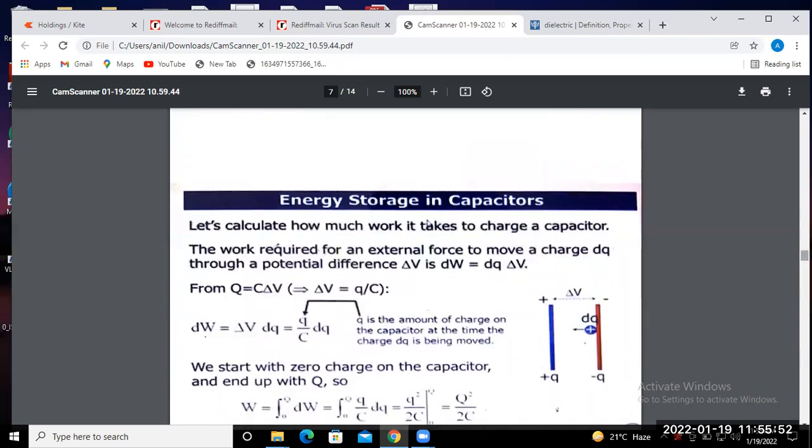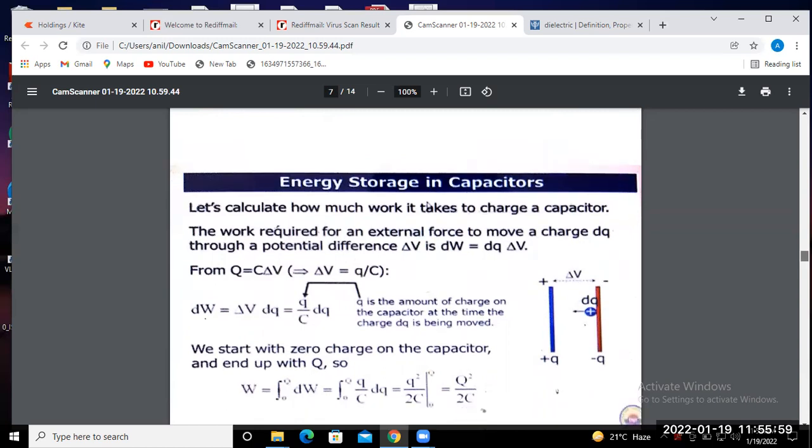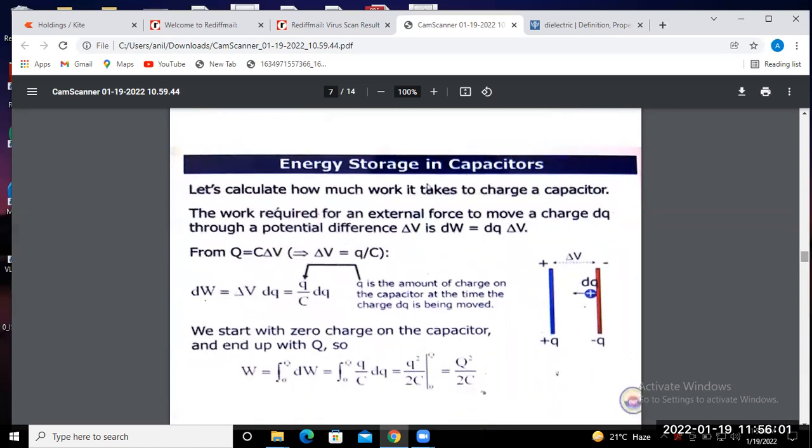So we will try to find out the total energy stored in the capacitor. Suppose we consider the two plates, one positive and one negative. The potential difference between these two plates is represented by the change in potential difference, delta V, whatever the potential difference between the positive and negative plates. The positive plate charge is represented by plus Q and the negative plate charge by minus Q.